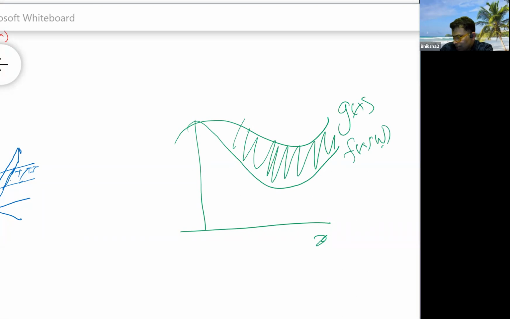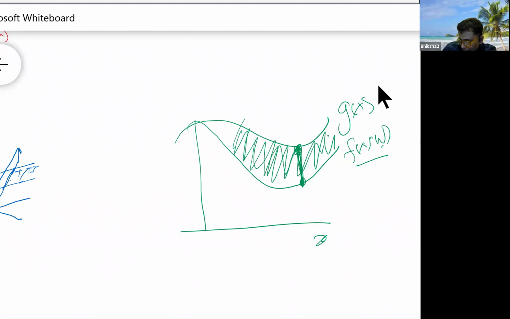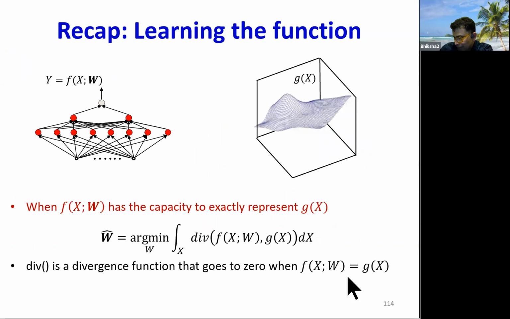Now, to do this, we've defined, again, remember, we've defined a divergence between the actual function value you want and the value that the network is currently giving you, which will be non-zero. If the two are not the same, it will be positive. Now, we're trying to minimize this height, and this area of this error, the volume of error between the network and the actual function that you want to compute over the entire input space.